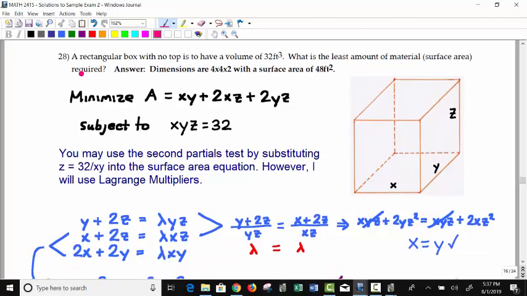Number 28. A box with no top has a volume of 32 cubic feet. What's the least amount of material, surface area, required to get that volume? I already have the answer here because the answer was wrong on the key.